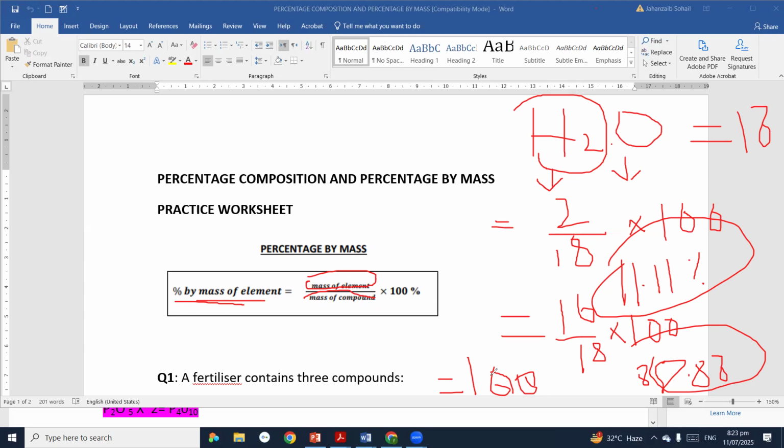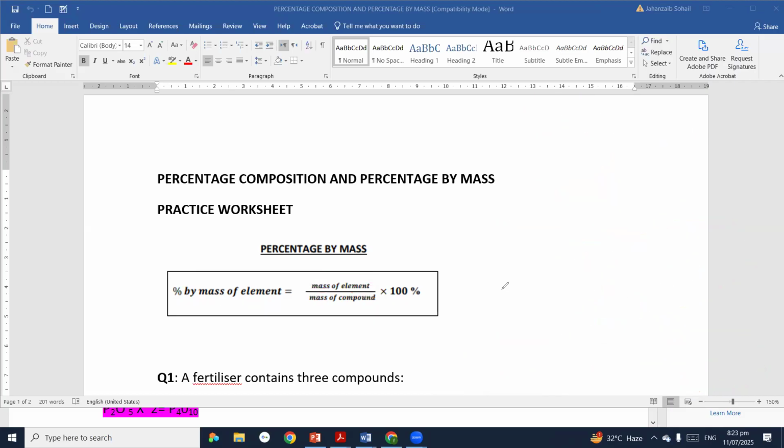No, it is very, very simple. Let's do one or two question practice, then we will move toward the next concept. Okay, beta.